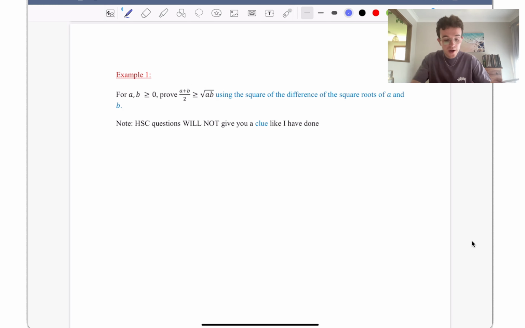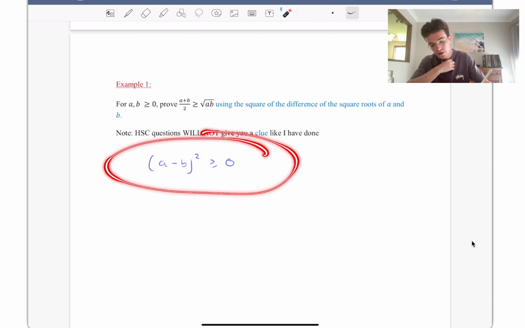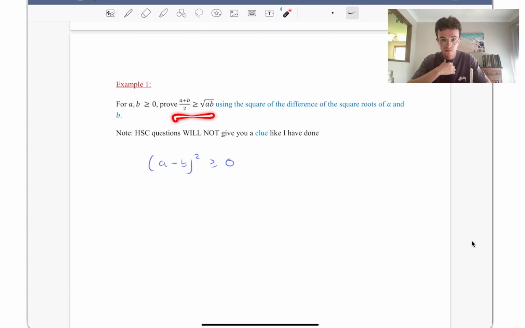So again, we're going to start by looking at this type of thing, a plus b, and we've got a square root of a and b here. So we're going to look at the square root of a minus the square root of b, squared, is greater than or equal to 0. That is the only thing that we can say, because we know that this is true. We do not know this is true. If we expand that, we get a minus 2 root ab plus b is greater than or equal to 0.